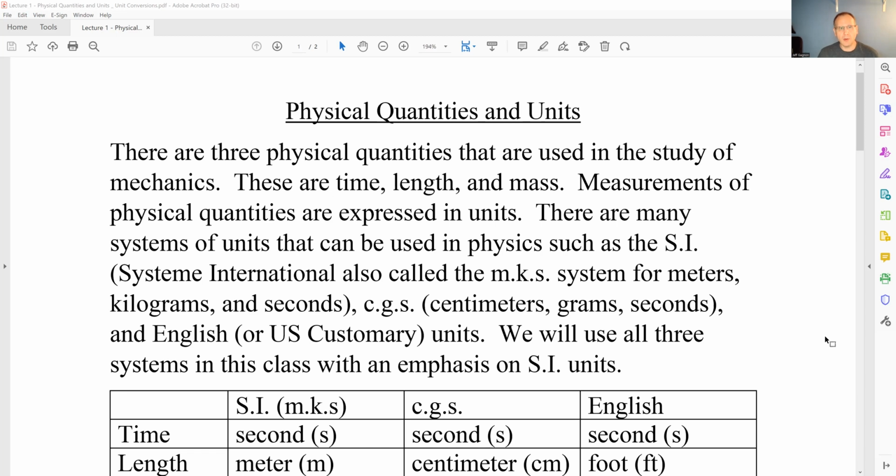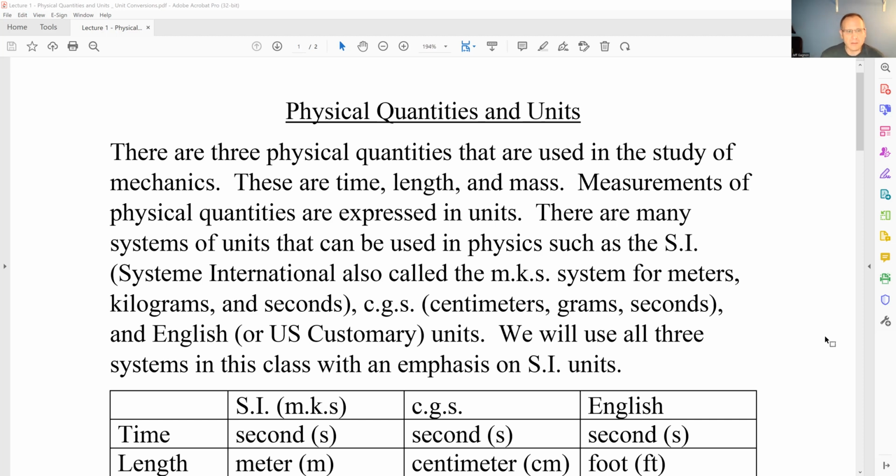These measurements, of course, are expressed in different units, and there are many systems of units that can be used in physics. There's the SI unit, which is Système International, or it's also called the MKS unit. MKS stands for meters, kilograms, and seconds. There's the CGS set of units, which stands for centimeters, grams, seconds. And then there's also the English, or sometimes called the US customary, set of units.